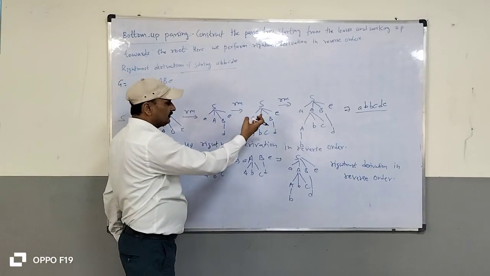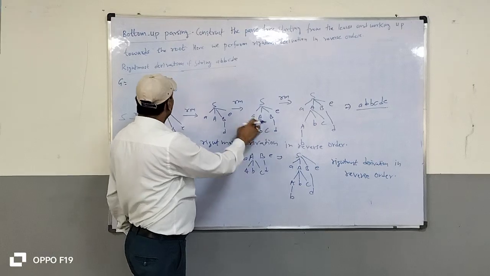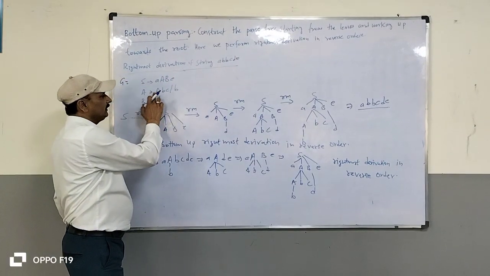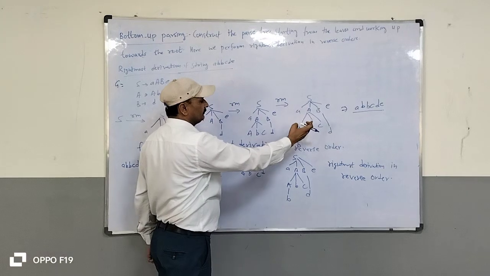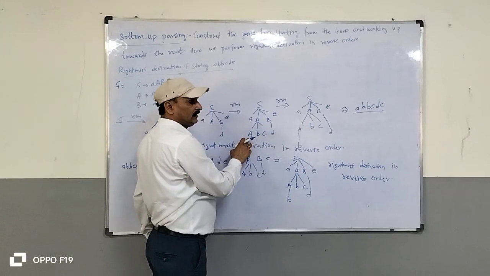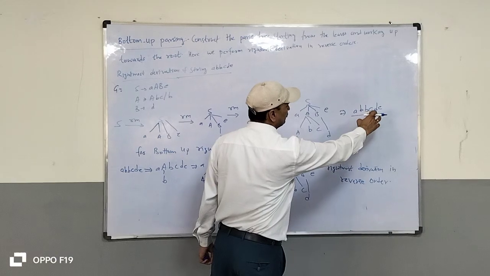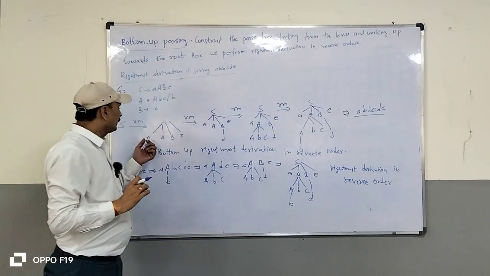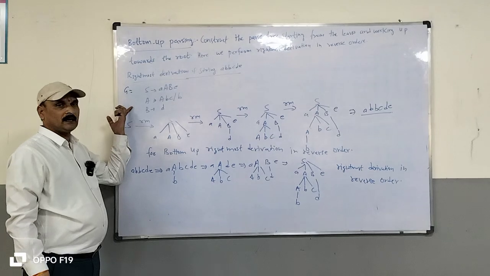Next, the next non-terminal is A. So here A derives A B C. This production is given here: A derives A B C. And then rightmost derivation again, so we perform the next rightmost non-terminal. This is A, so this A derives b. Finally, we got a b b c d e. So this is called rightmost derivation for any string using this production or grammar.